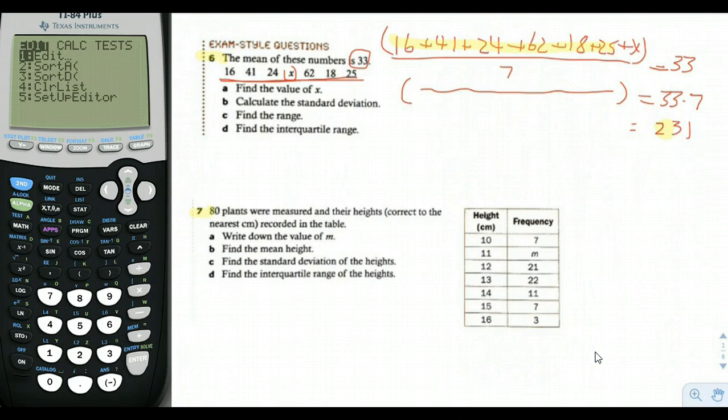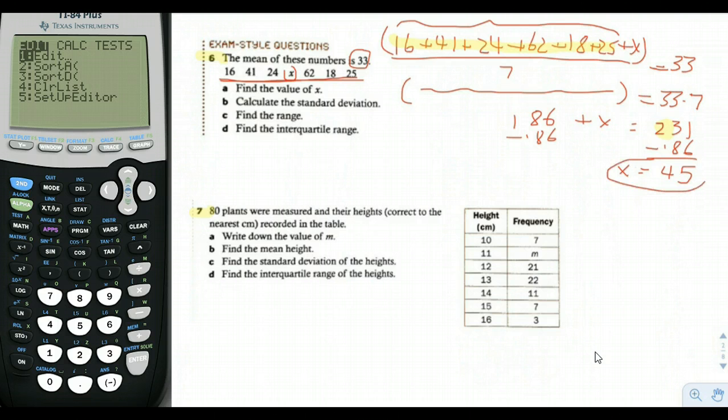On the left side, how about if we combine all these numbers that we do know? That would give us a total of 186 plus x. So now it's quite a simple problem. Now we just subtract 186 from both sides, and that will give us 45 for the right side, and that will give us x for the left side. So now we know that the value of x is 45.